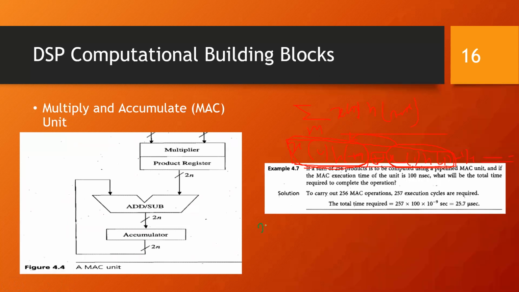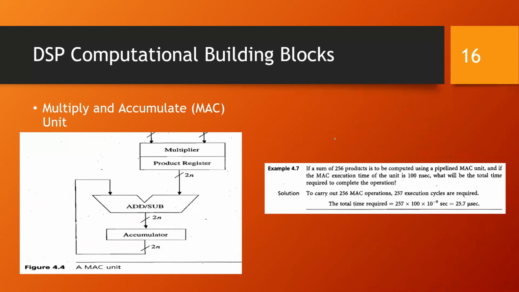So if I have to write, I have x of 0 into h of n plus x of 1 into h of n minus 1 plus x of 2 into h of n minus 2, so on. Suppose I have obtained this result. Now the next multiplier will estimate this multiplication result and add it to this accumulated value. So that is what is happening. Such kinds of operations are present in your DSP.